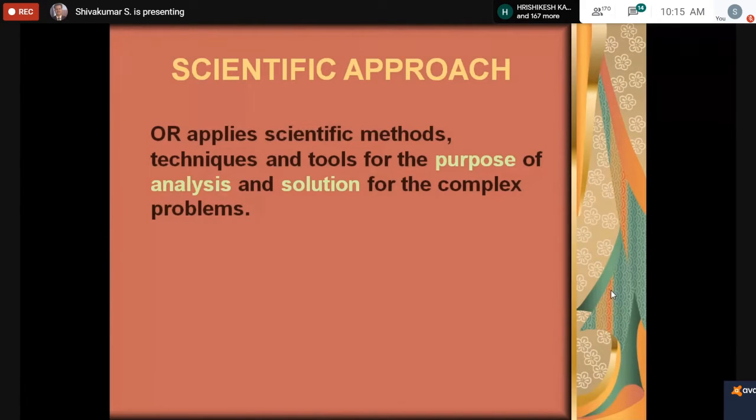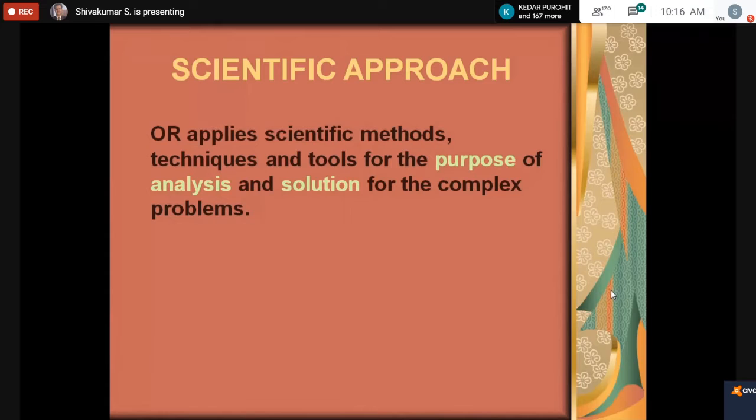Definition of management, you can come up with ten definitions, because anything leads to the definition of management at all. But here, when you say that any methods or tools you are going to use follow some scientific approach, that's why you can say the second feature of OR is scientific approach. It applies scientific methods, techniques, and tools for the purpose of analysis and solution of complex problems.